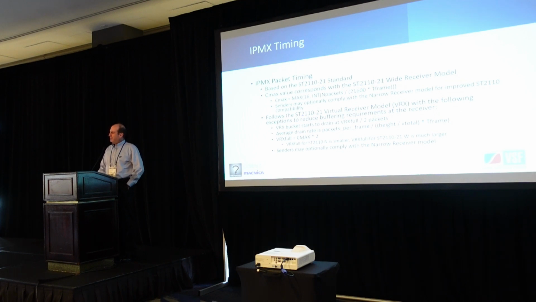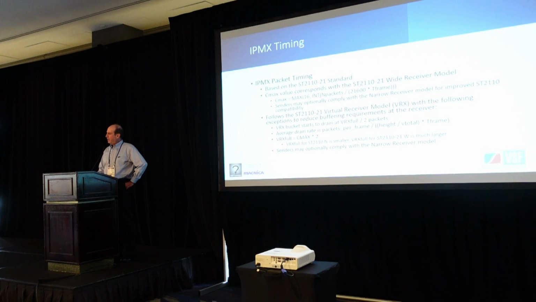So what we wanted to do was have something very similar to the wide model for Cmax, so that we can burst a larger block of packets every time. And it's still small enough that it's not going to overflow switch buffers, etc. The second part of it is not the same as the wide format for 2110, and so there's a couple of exceptions to that. The reason for these exceptions is that we want to be able to limit the size of the buffers in the receiver so we can have low-cost implementations. Obviously, with 2110 targeting the Pro AV market, we want to keep the cost down.